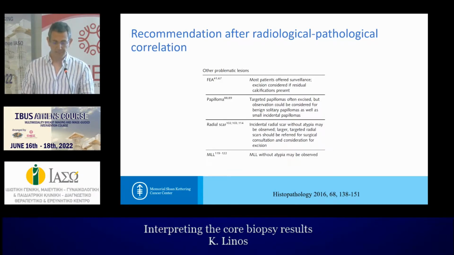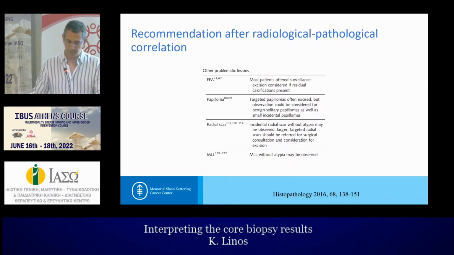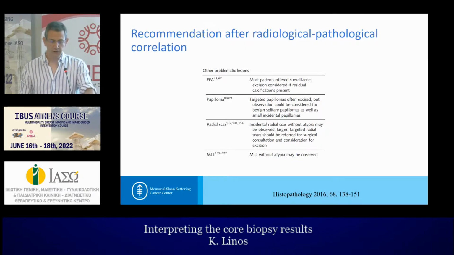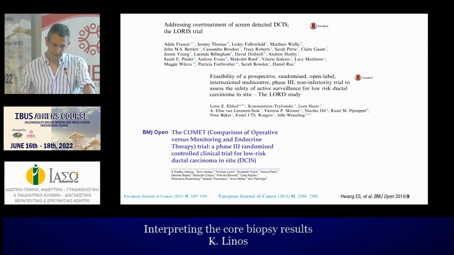If you get a papilloma that doesn't have any atypia and it's concordant with the radiologic findings, these patients can be offered surveillance, especially if it's small. If you get a diagnosis of radial scar which doesn't have any atypia and it's small and concordant, these patients can be offered surveillance. They don't have to be excised. And if you get a diagnosis of mucocele-like lesion without any atypia and concordant radiology, these patients can be offered surveillance as well.